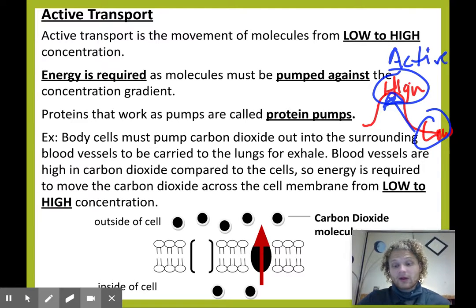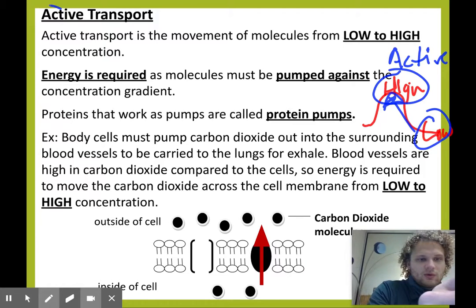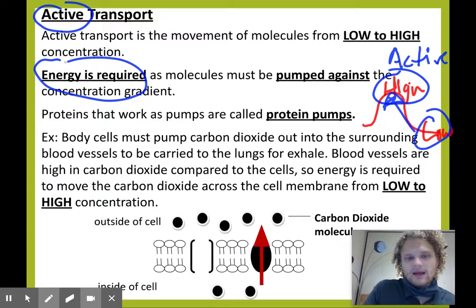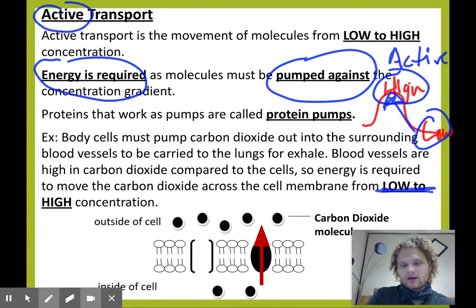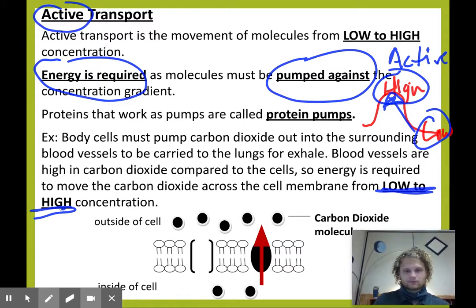Because if you ride your bike up a hill, you have to put in a lot of energy to get up that hill. Okay, you can't just let it ride and it'll bring you up the hill. You have to put in energy. And so because you put in energy, we call it active transport. Okay, energy is required, and you're pumping against what it wants to do. It wants to go from high to low, right? But you're pumping against it. Okay, so going from low to high costs a lot of energy, but it is possible to do.